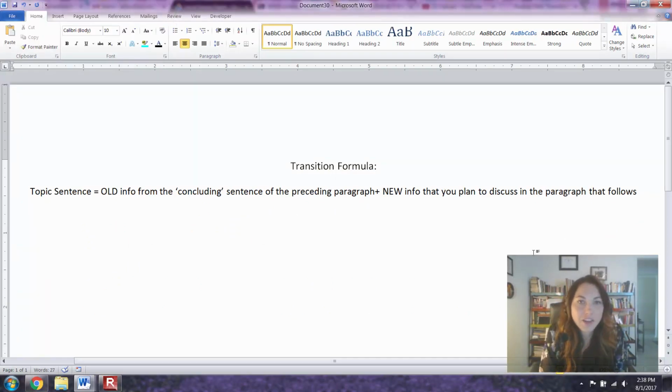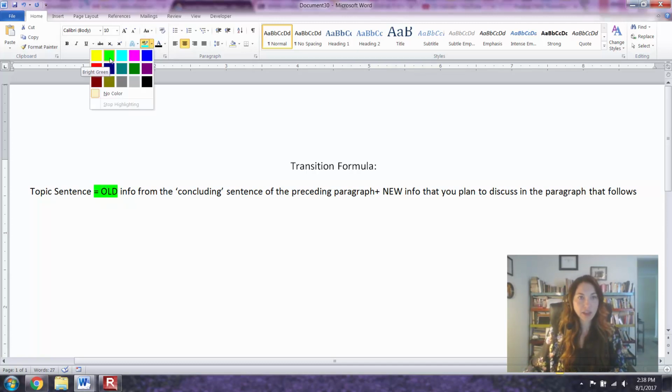Okay, so in other words, I've created this little graphic as a transition formula. The topic sentence of the paragraph that you're starting is made up of two parts. It's made up of the old information that came from the preceding paragraph. We'll make that yellow.